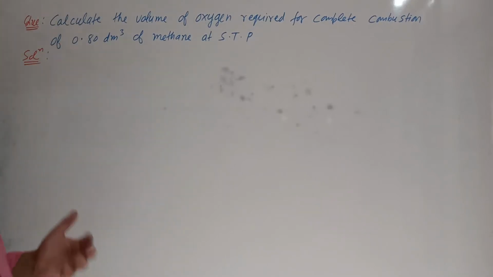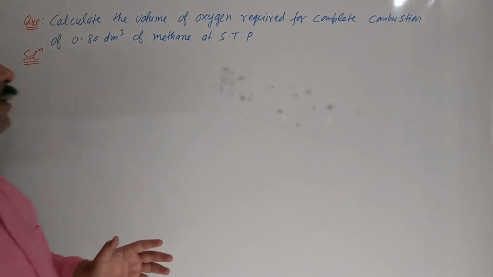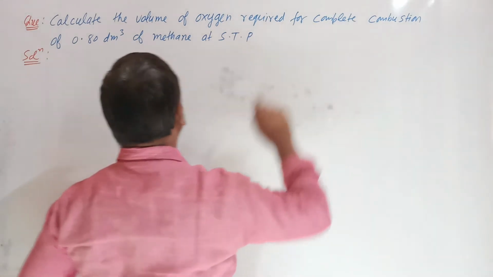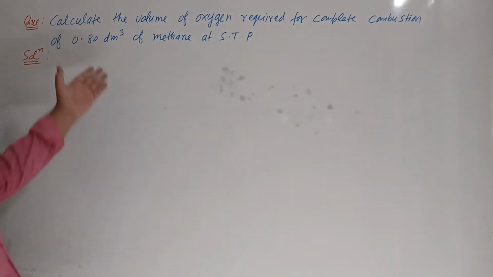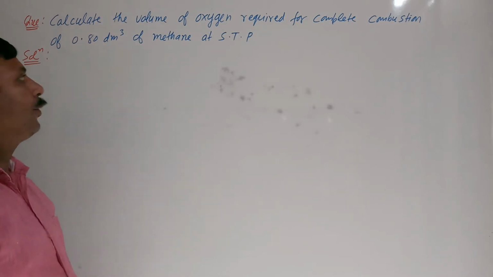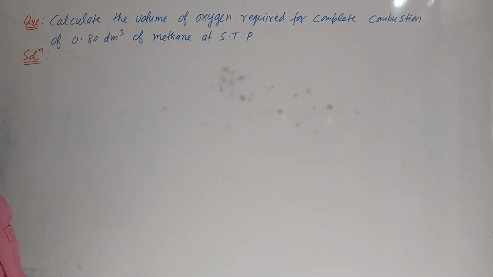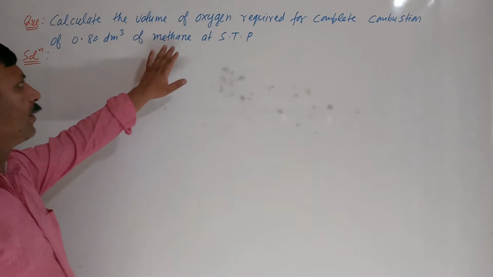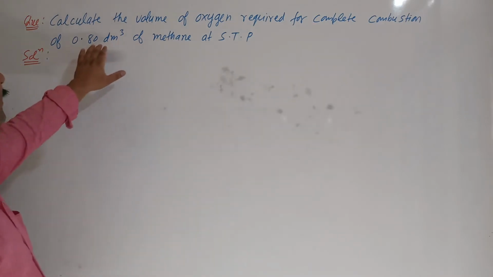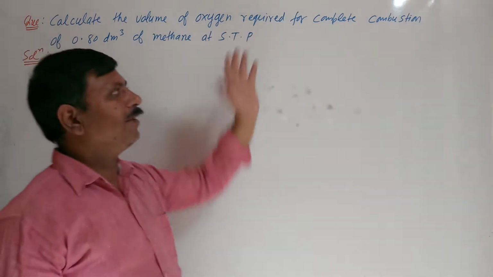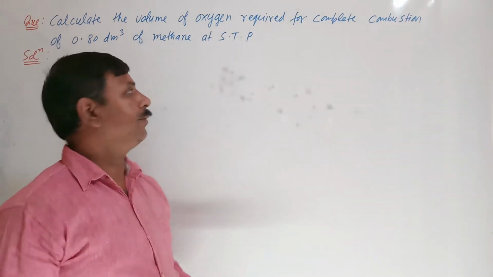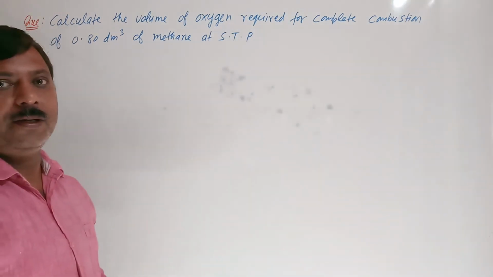Calculate the volume of oxygen required for complete combustion of 0.80 dm cube of methane at STP. For a given volume of methane, how much oxygen is required for complete combustion at STP?